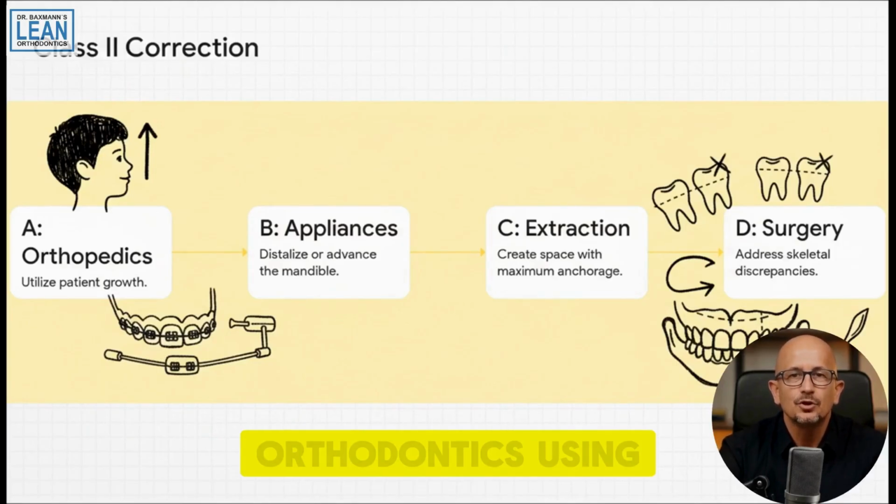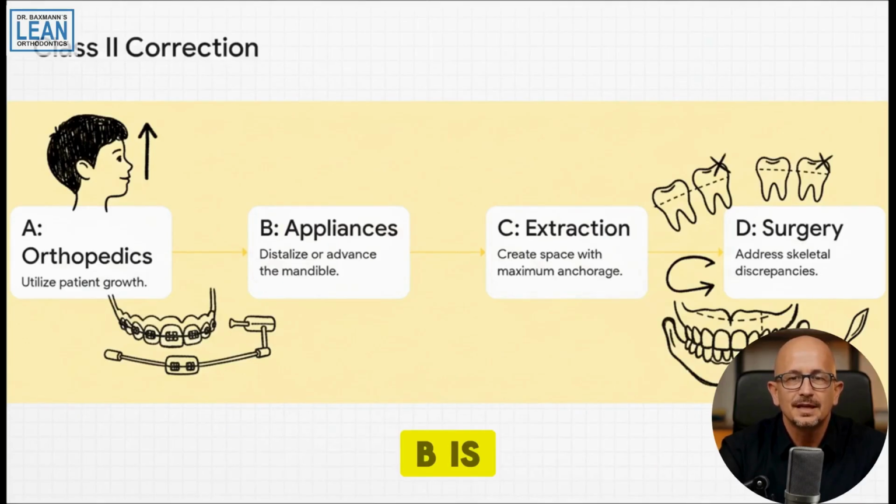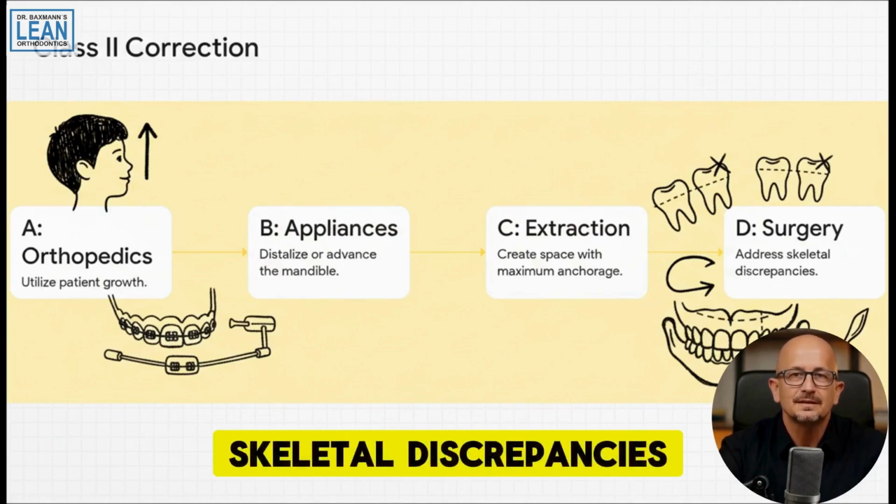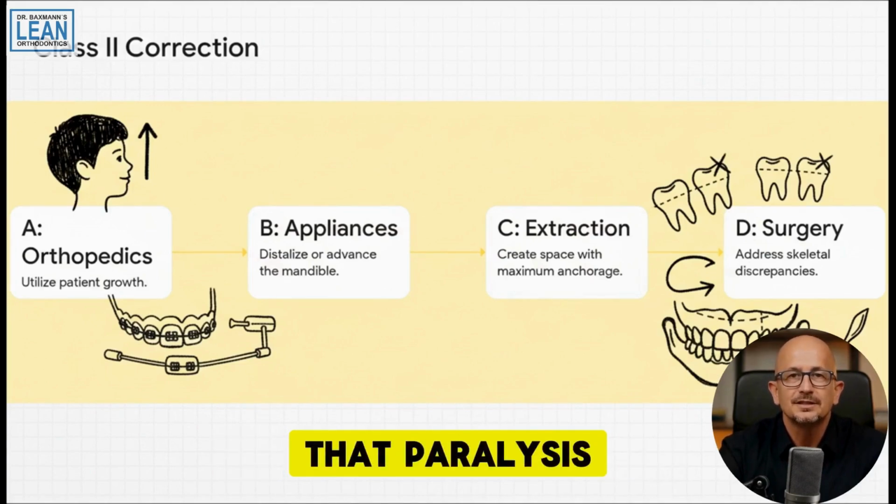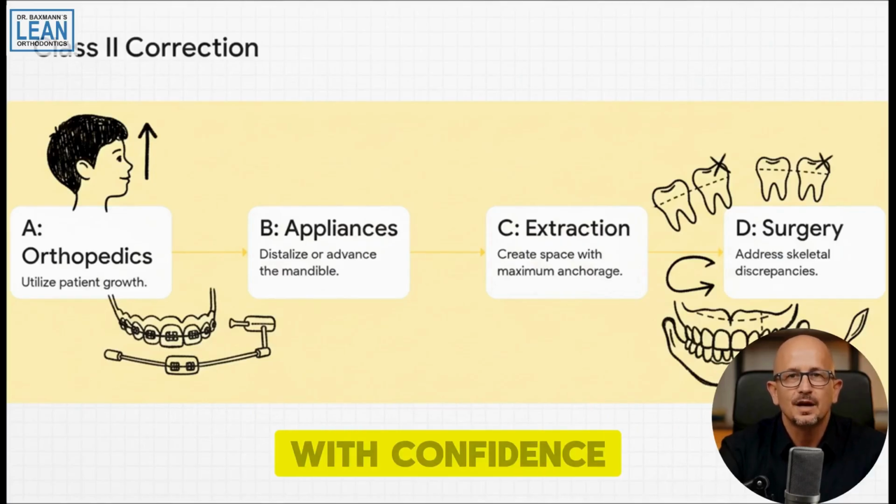A is for functional orthopedics, using the patient's own growth. B is for fixed appliances, like the Herbst. C would be your extraction cases. And D is for surgery in those significant skeletal discrepancies. This framework just eliminates that paralysis of choice and lets you plan quickly and with confidence.